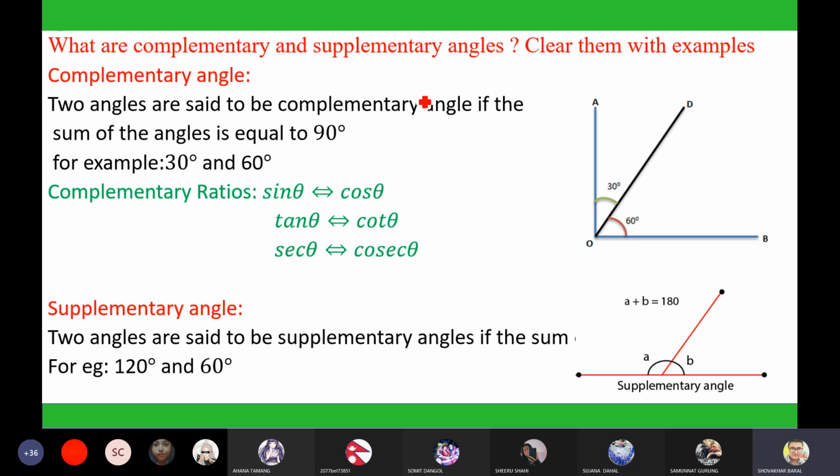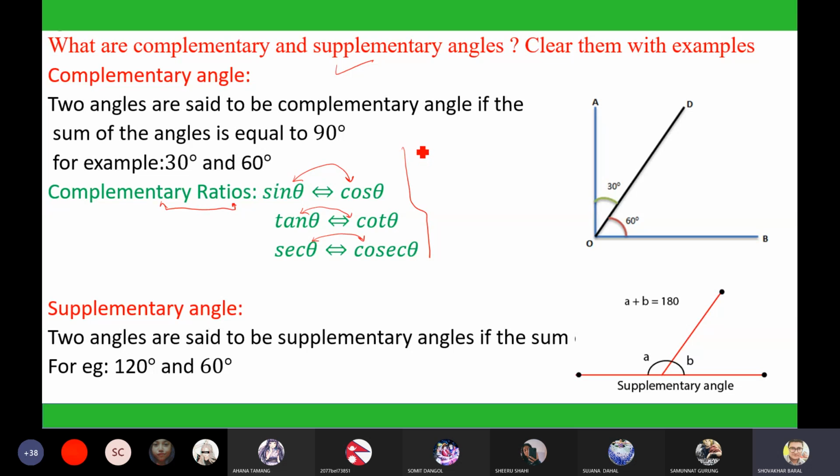So we discussed these things, the complementary and the supplementary angles. I have added these things here. Complementary ratios: the complementary ratio of sine is cos. Complementary ratio of tan is cot. Similarly, the complementary ratio of cot is tan, complementary ratio of cos is sine, complementary ratio of sec is cosec, and the complementary ratio of cosec is sec. So please try to understand this.